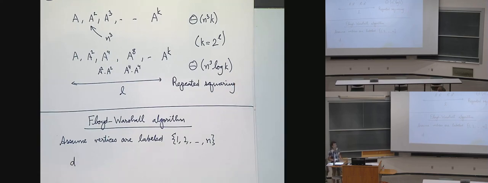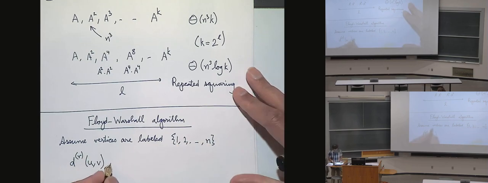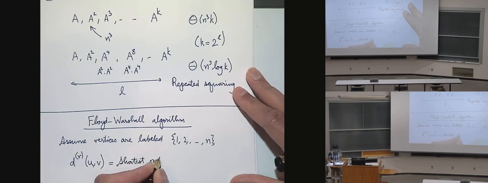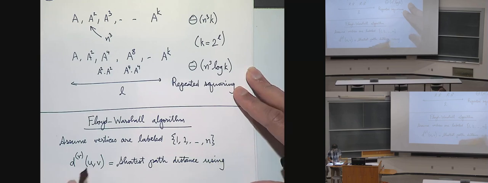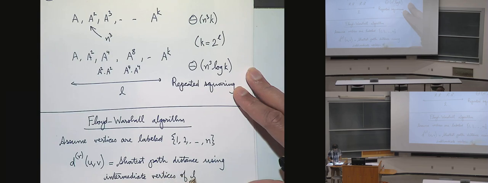Now I'm going to change the notation a bit. I'm going to call it d_r of u v. What is this? This is the shortest path distance using intermediate vertices of label at most r.